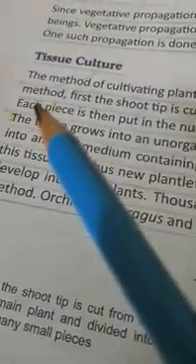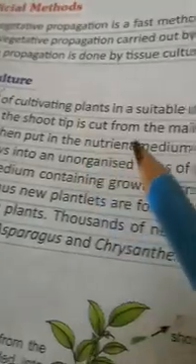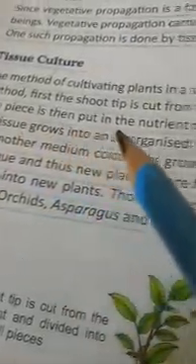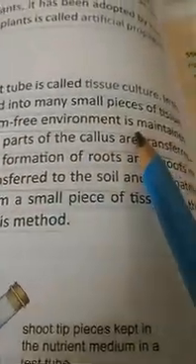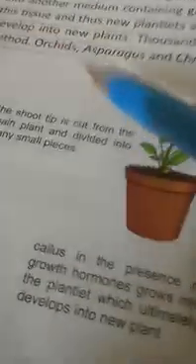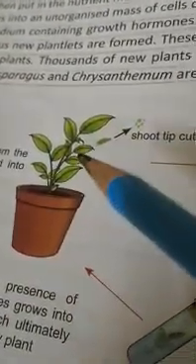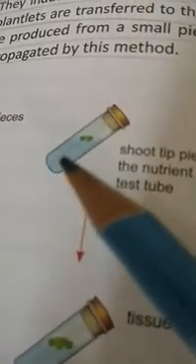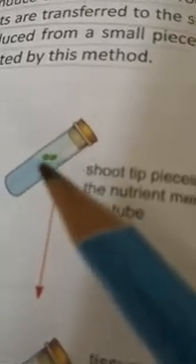In this method, first the shoot tip is cut from the main plant. It is then divided into many small pieces of tissues. Each piece is then put in the nutrient medium in a test tube and a germ-free environment is maintained. Now let us see here. This is a plant shoot. From the tip, they have taken a piece, and then it is made into many small pieces and put in a test tube. This test tube contains the nutrient medium. That means in the water, the nutrients are dissolved, and in that the shoot pieces are kept.